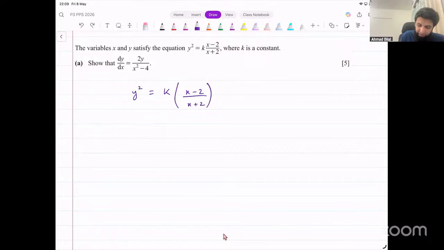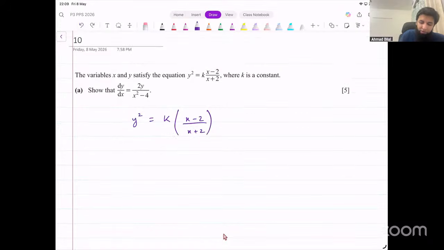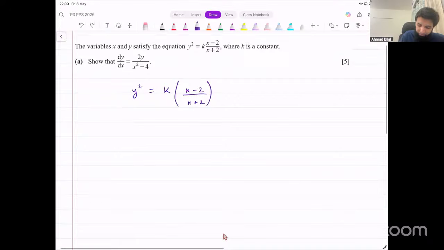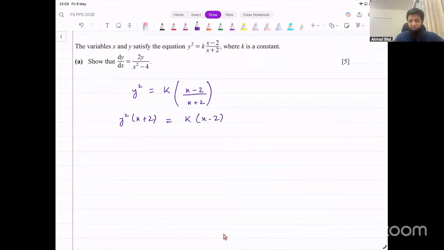If I bring that to the left side, x plus 2 into y squared, I can do that, right? That will become y squared into x plus 2, and on the right side I have k into x minus 2. So before differentiating, you can actually simplify this a little. That will become easier to solve then.